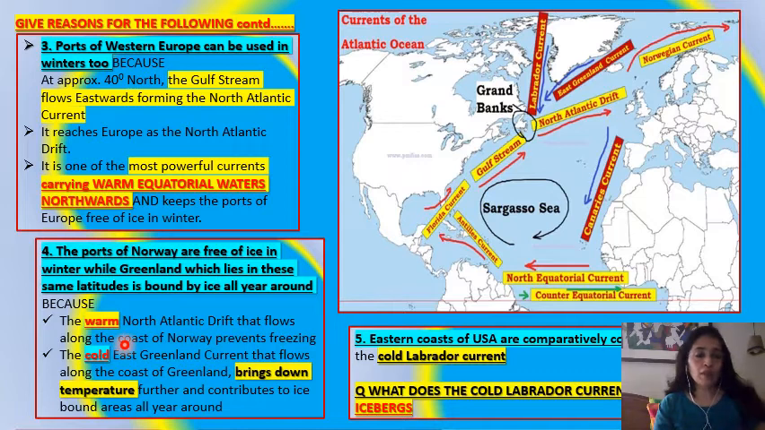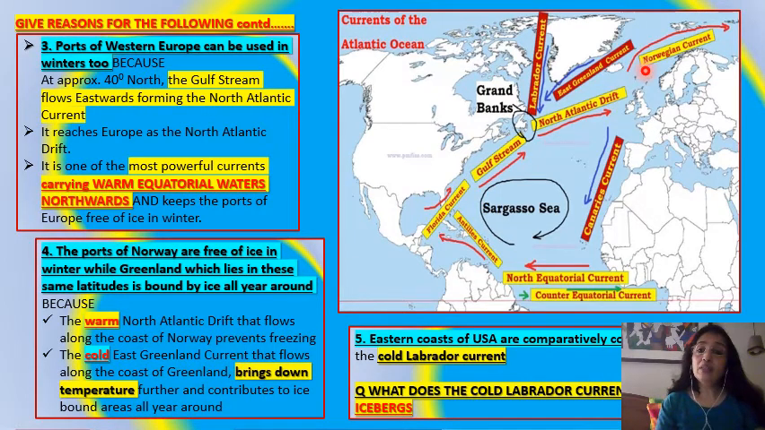So let's read why. The warm North Atlantic drift that flows along the coast of Norway prevents freezing. The warm North Atlantic drift becomes the Norwegian current. It flows along the coast of Norway and keeps it from freezing. The cold East Greenland current that flows along the coast of Greenland, this is a cold current. The cold East Greenland current that flows along the east coast of Greenland brings down temperature further and contributes to ice-bound areas all year long.